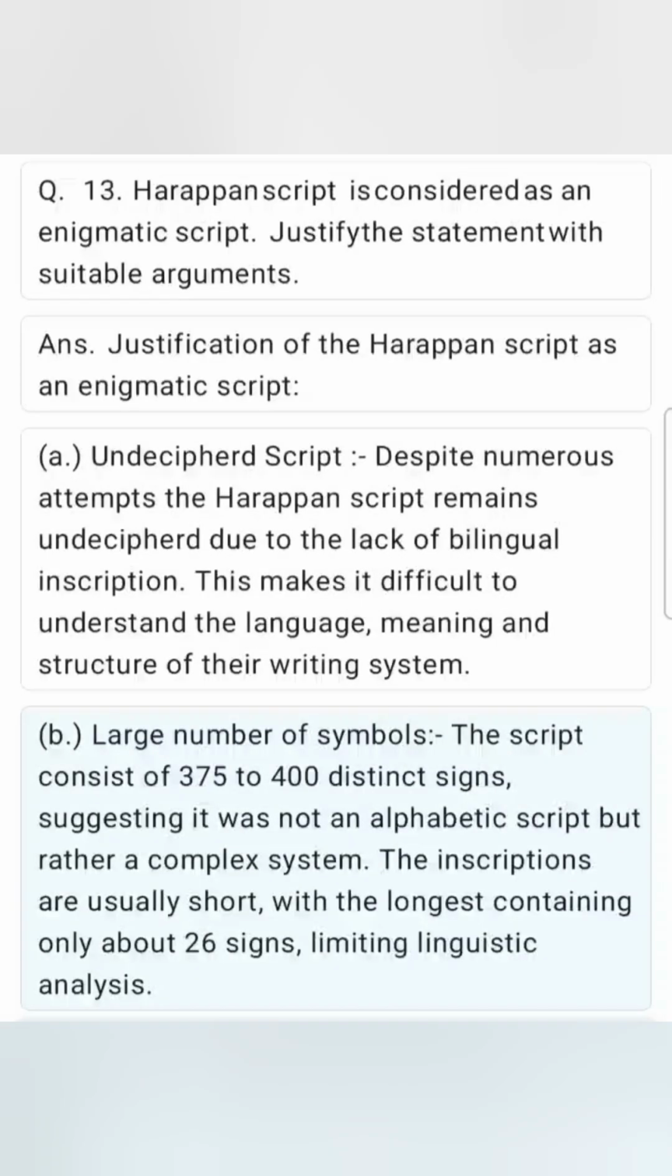B. Large number of symbols. The script consists of 375 to 400 distinct signs, suggesting it was not an alphabetic script but rather a complex system. The inscriptions are usually short, with the longest containing only about 26 signs, limiting linguistic analysis.